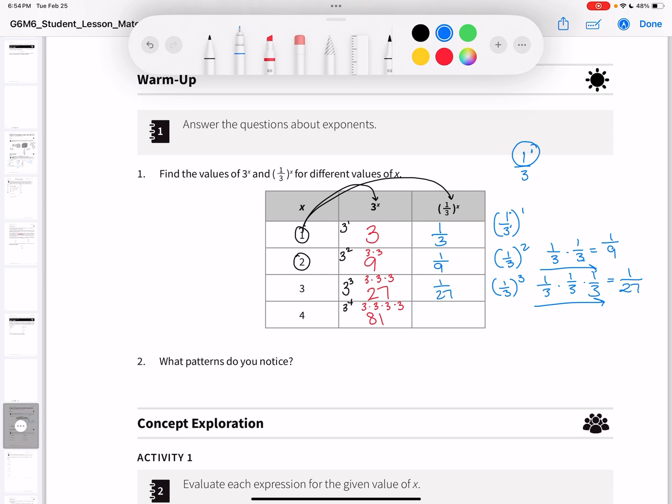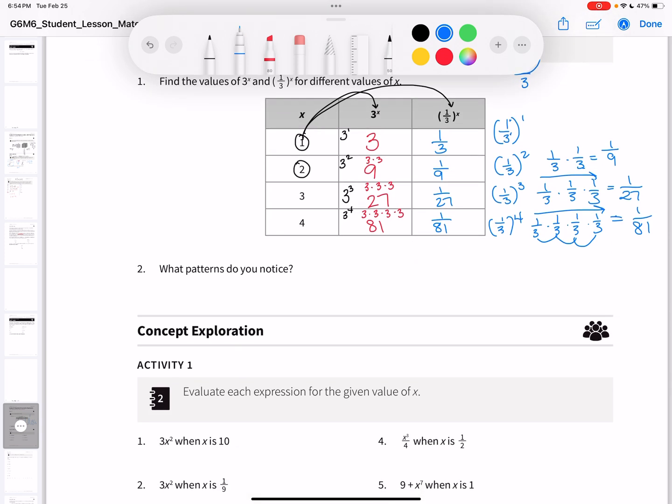And then finally, we have 1/3 to the power of 4, which would be 1/3 times 1/3 times 1/3 times 1/3. 1 times 1 times 1 times 1 is 1. 3 times 3 is 9. 9 times 3 is 27. 27 times 3 is 81. So we have 1/81st. Okay, what patterns do you notice?